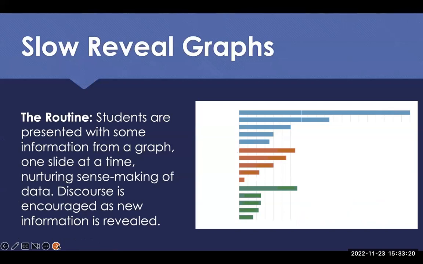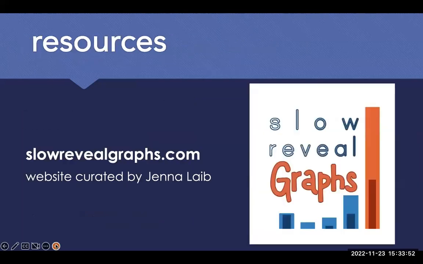So slow reveal graphs are a routine that encourages sense making about data. It reveals information slowly over time, so that students can pay attention, much like numberless word problems, to what is actually the structure of the graph and the information that is being shared. And then in between each reveal of new information, students turn and talk or think in their head and share their thinking about what they're noticing in the graph.